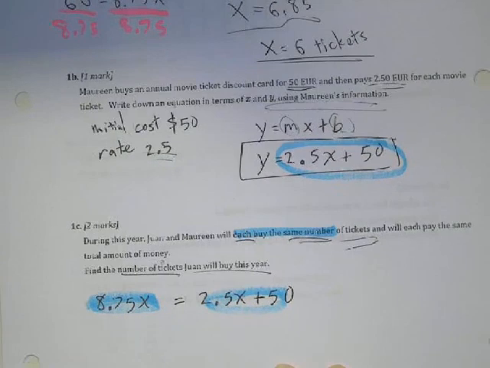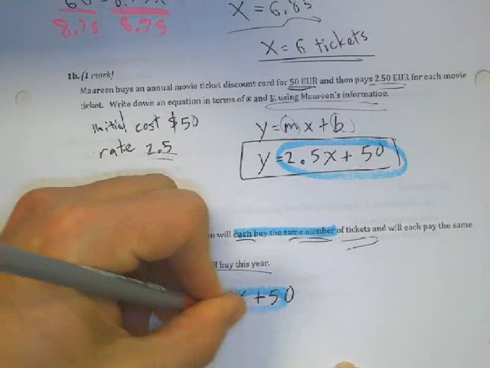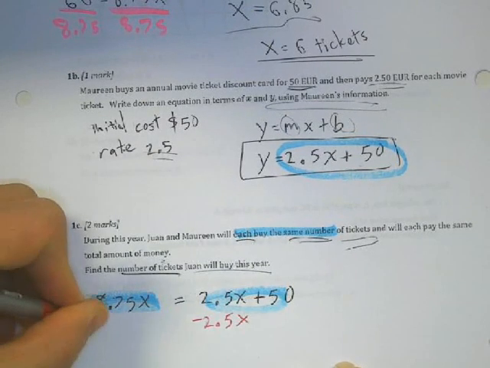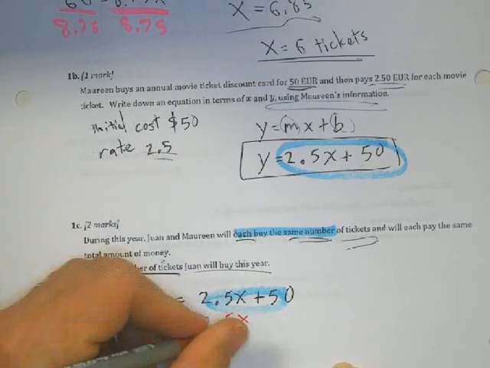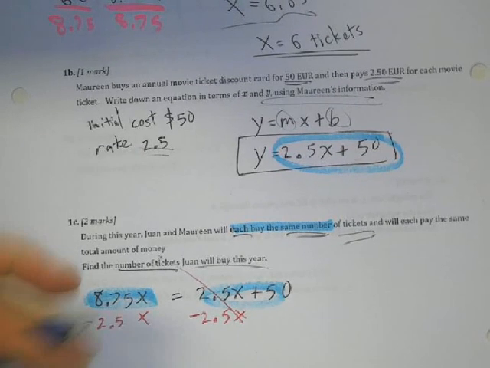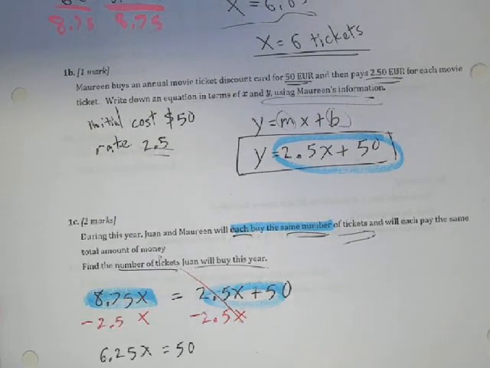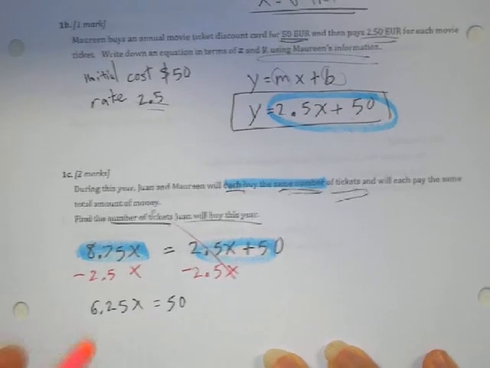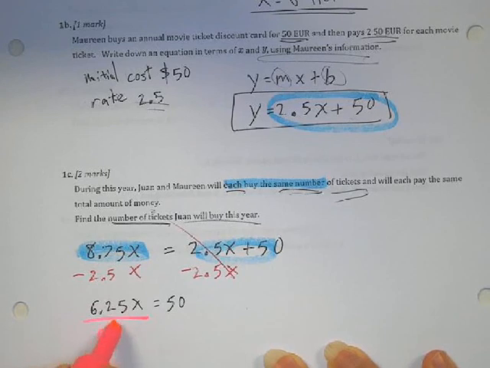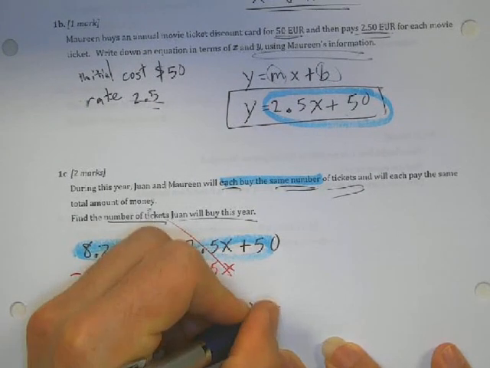Okay, so I would subtract 2.5x on both sides. Make that go away. And then I've got 6.25x equals 50. And then I can divide both sides by 6.25. And then I get x equals 8 tickets.